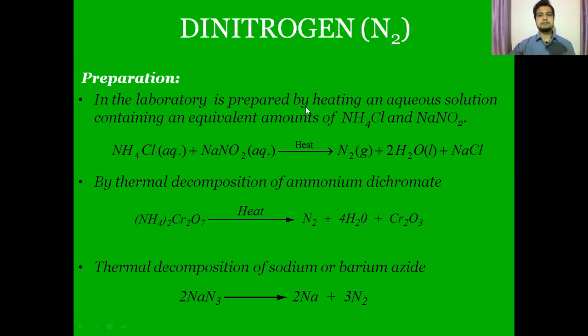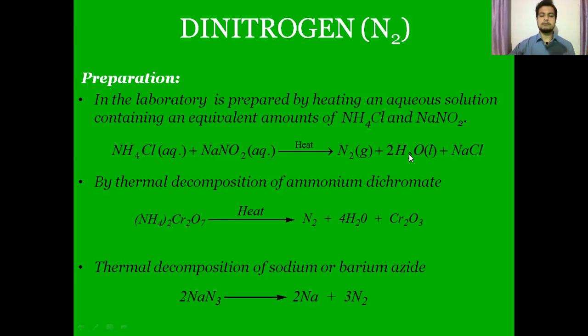In the laboratory, it is prepared by heating an equimolar mixture of ammonium chloride and sodium nitrite. You can see in the equation that ammonium chloride aqueous solution and sodium nitrite aqueous solution are taken and heated together. Remember that when you take ammonium chloride and sodium nitrite, it first gives you ammonium nitrite, which when heated decomposes to give you nitrogen and water. And the byproduct of the reaction is sodium chloride, which you can see over here.